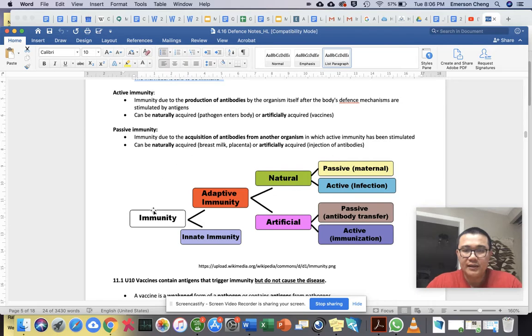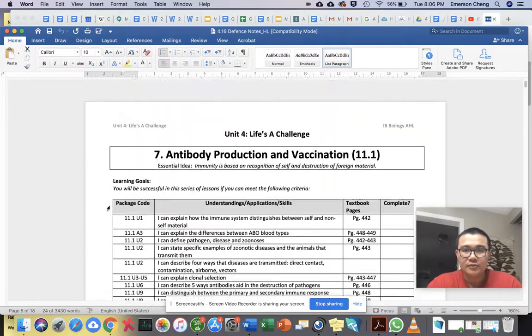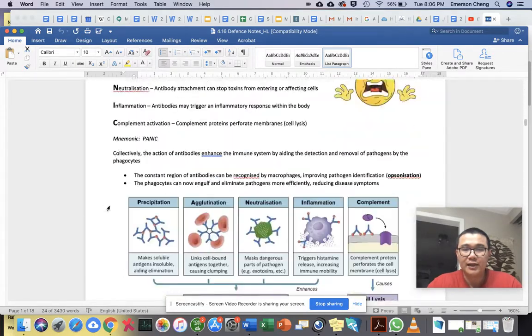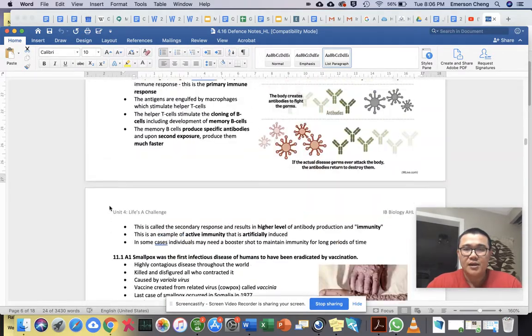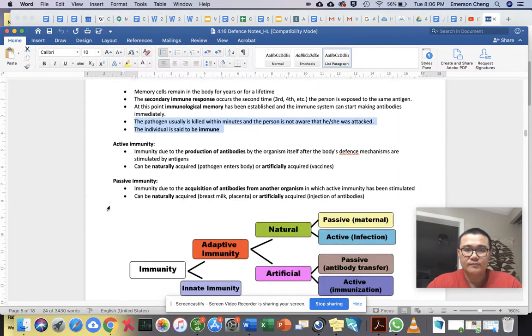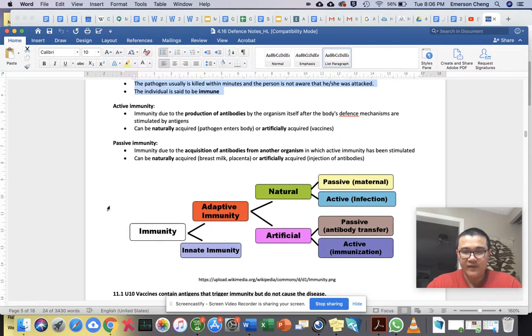So here's a list of the different kinds of immunity and what they're called. I was trying to talk about antibody production and vaccine. So that's where I am right now.